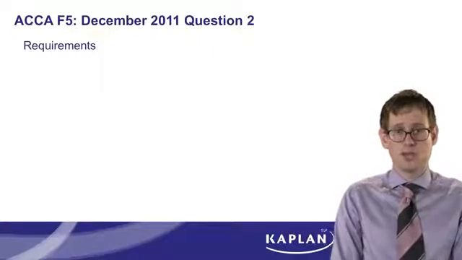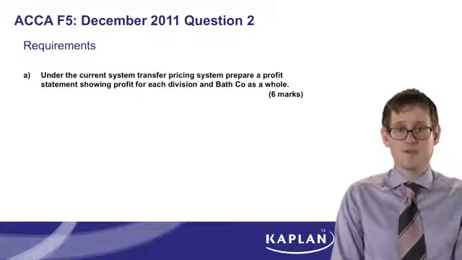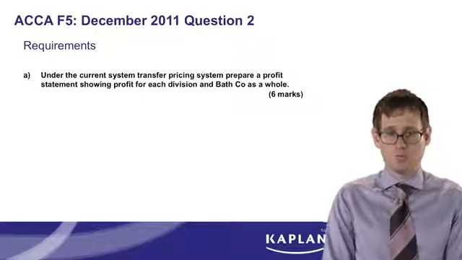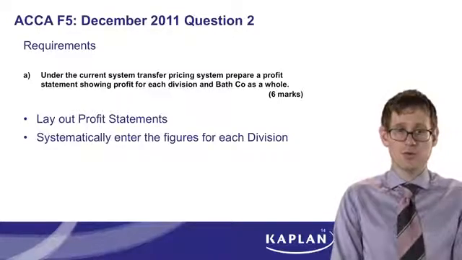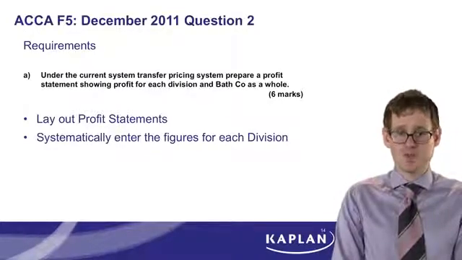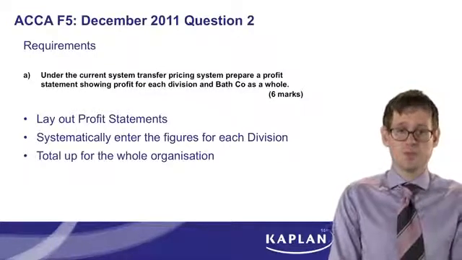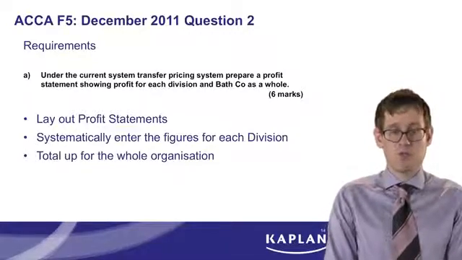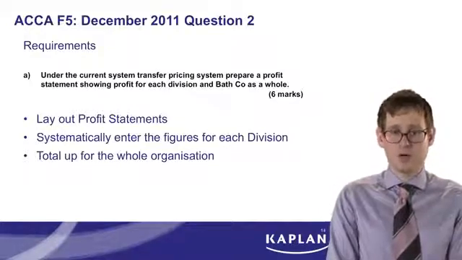Once we've done our diagram, we can then revisit our requirements. Firstly, let's look at requirement A, where we need to show under the current system what the profit is for each of the divisions and the company as a whole. The first thing we should do is lay out our profit statements. We're going to need a well drawn out table, and then we're going to go through the table and systematically enter each of the figures that we need, keeping a close eye on the time. Try and start with the easier numbers first and then move to the harder ones. Once you've done that, total up the figures for the whole organisation. Remember, you'll be computing the figures separately first for each division, then simply add them through in the final column for BAFCO.